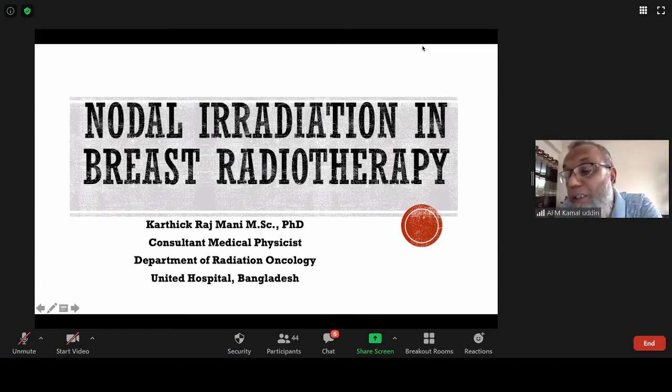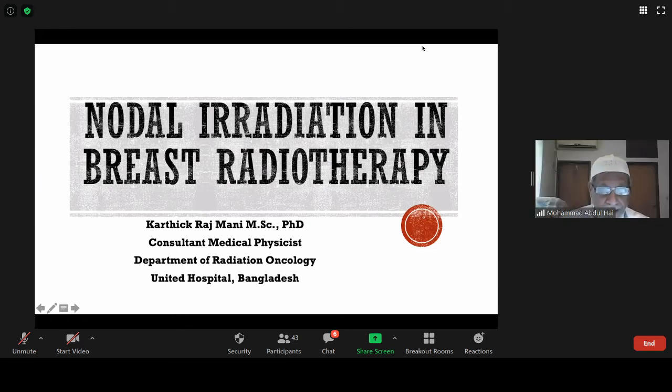And in the presentation of Karthik, he has a wonderful slide I have seen from Australia. They have given a clean-cut indication of when we will treat level 1 and 2, when we will add level 3 and 4, and when we will add IM node. Because this is the area where, as Zakir Bhai or Farid said, if I say RNI, it means many things. Even if we say axilla treatment is a funny thing. I mean, axilla is level 1.